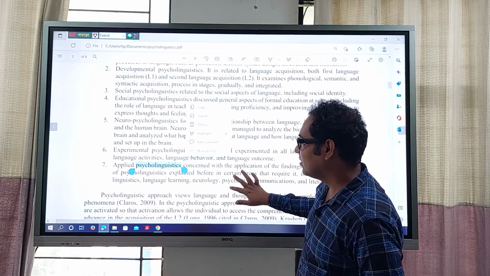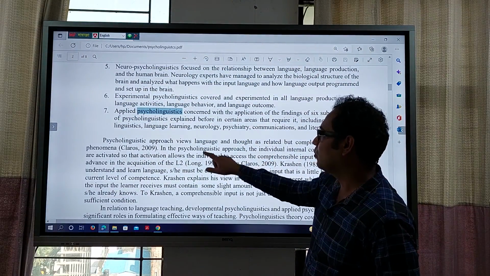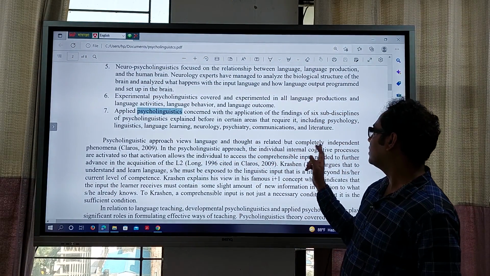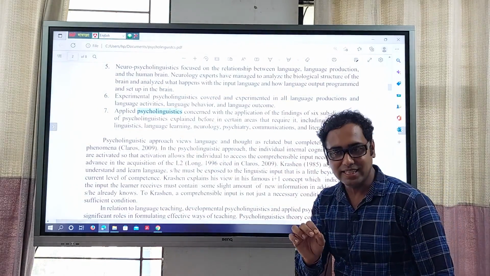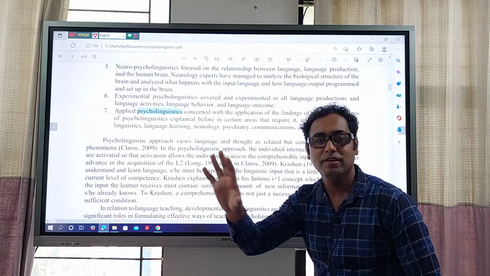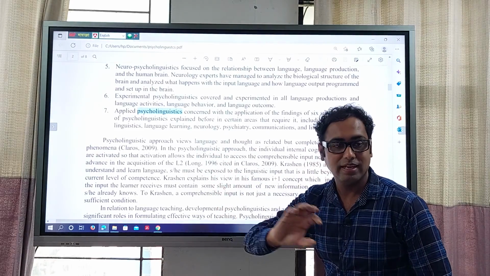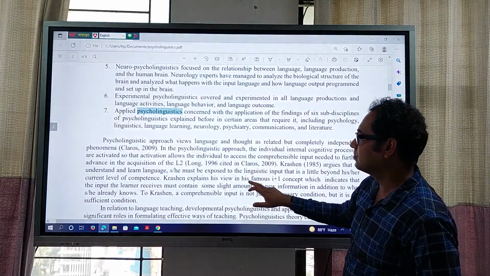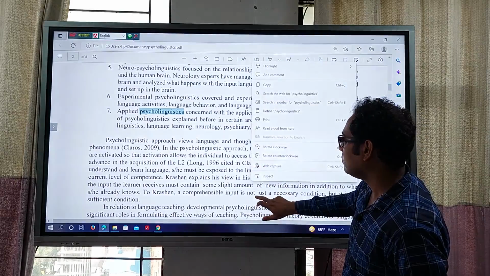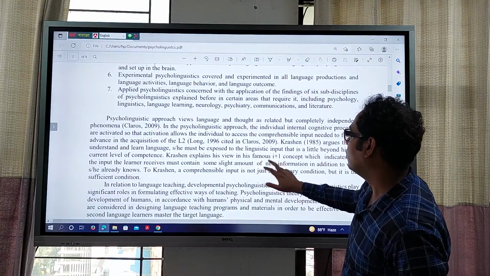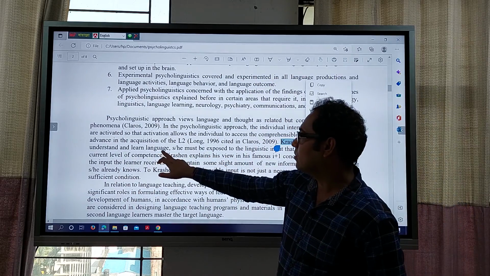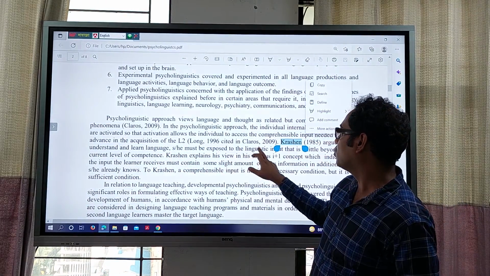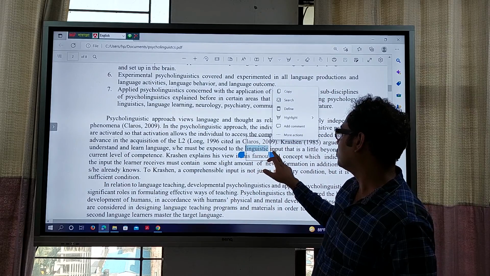That's the idea. So, the psycholinguistics approach views language and thought as related but completely independent phenomena. They are related but free, like liberated phenomena. As you know, Stephen Krashen argues that to understand and learn a language, he or she must be exposed to the linguistic input.